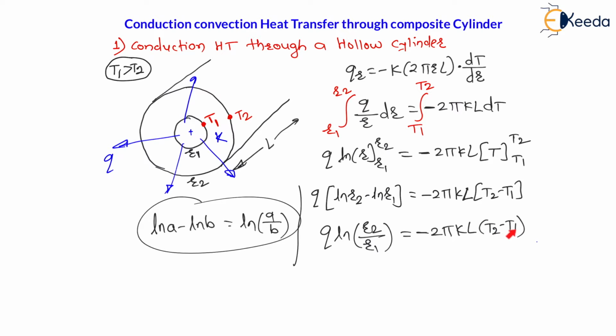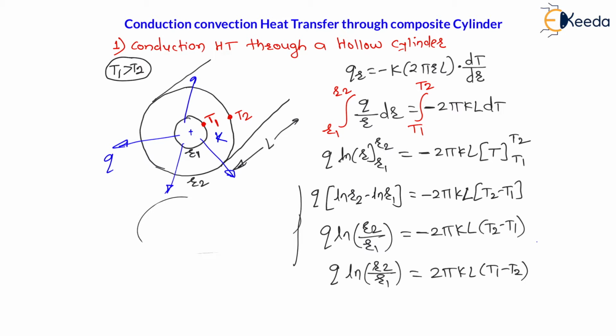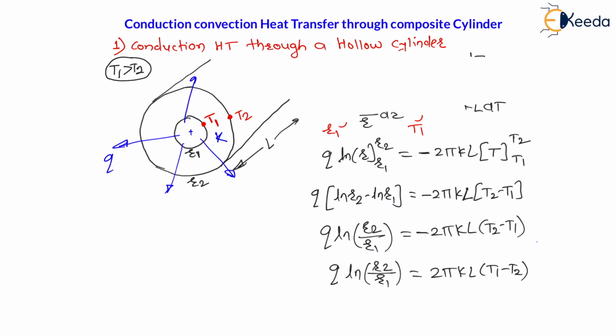So let us write down here maximum temperature minus minimum temperature. That is, if I write T1 minus T2, then here it will become positive. Therefore, here we can say Q into ln of R2 divided by R1 is equal to 2 pi KL times inside temperature minus outside temperature, T1 minus T2. So my dear students, from this, let us find this Q, right?